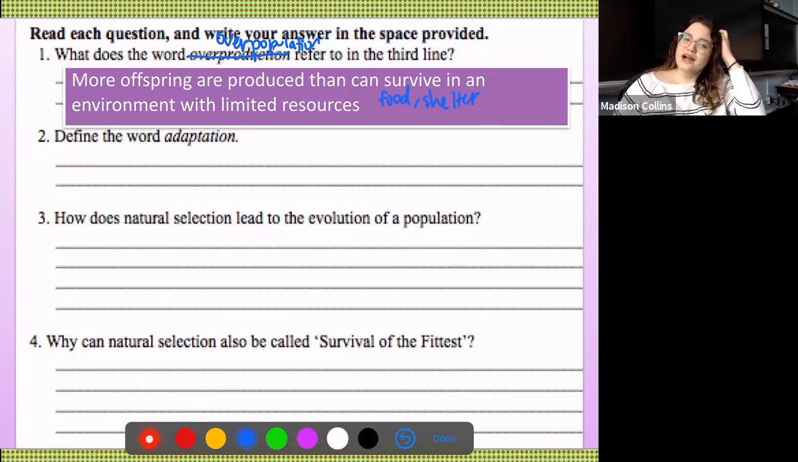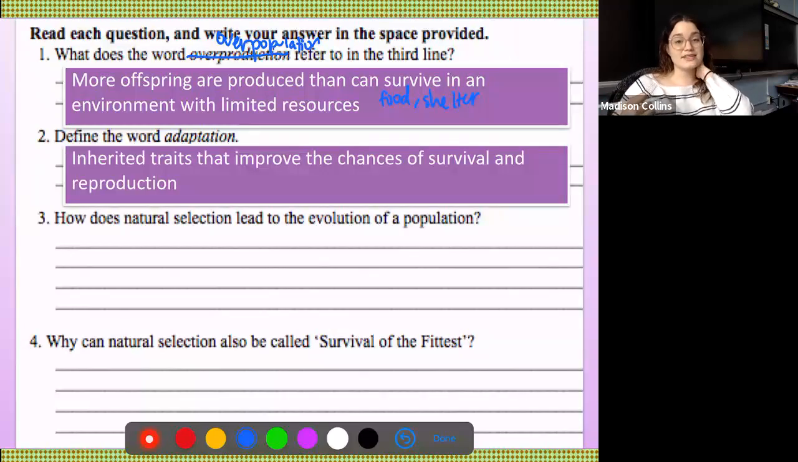Now, define the word adaptation. So we saw that adaptations are inherited traits that improve the chances of survival and reproduction for a species. So in the first example, the black fur amongst those black rocks was an adaptation that helped the mice survive and reproduce and pass on those traits to their offspring.